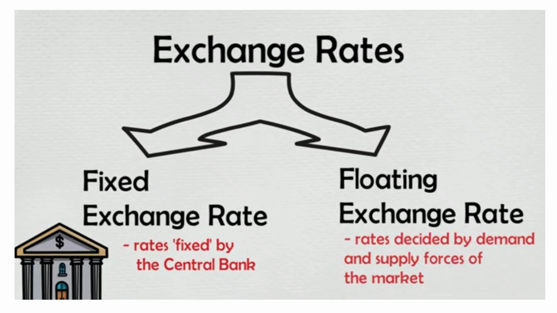There are two ways by which countries can value their currency. One is a fixed exchange rate and the other is a floating exchange rate. A fixed exchange rate, as the name suggests, is fixed by the country's central bank. The central bank, based on various parameters, decides what would be a good exchange rate for its own currency. In a floating exchange rate, the rates are decided by the demand and supply forces of the market.